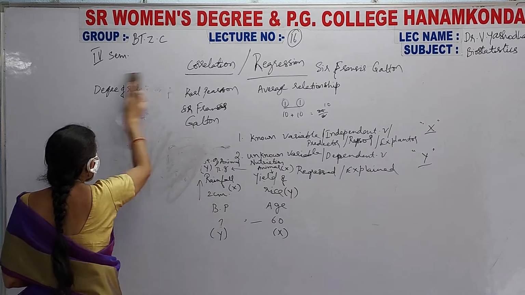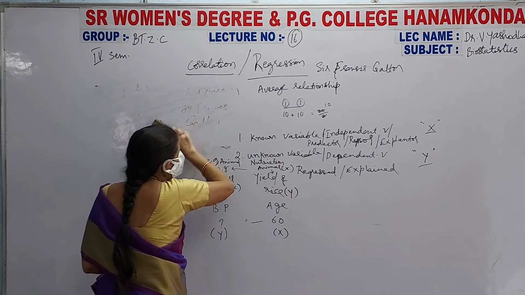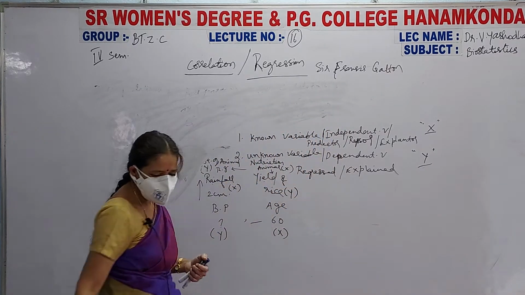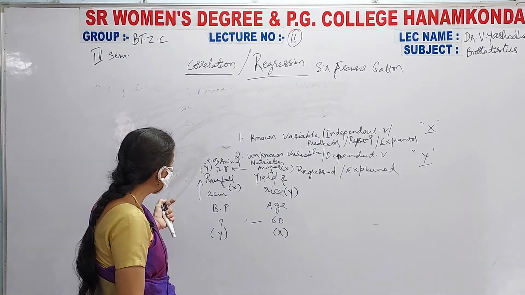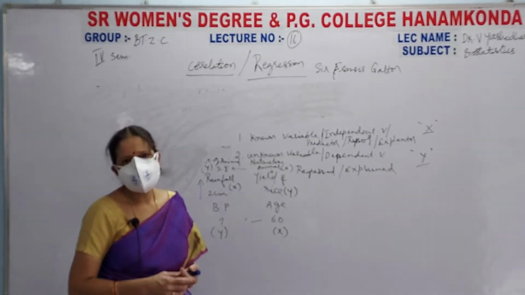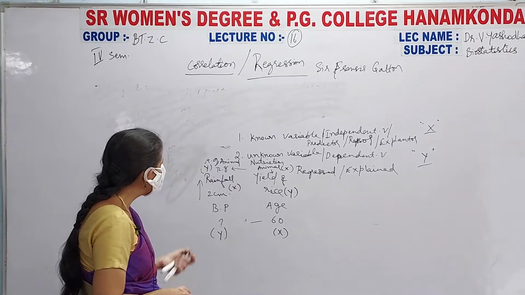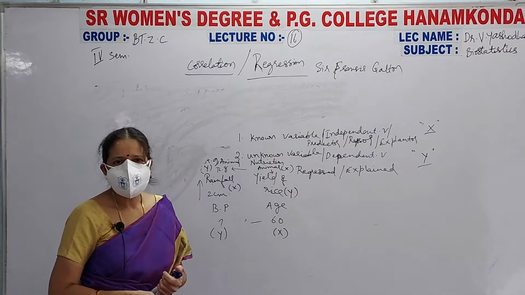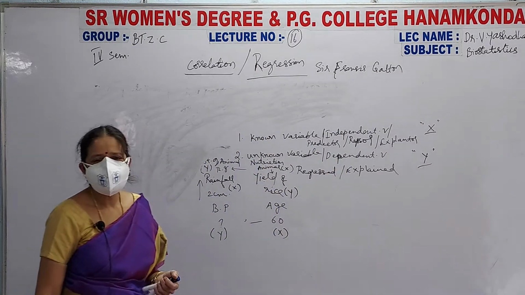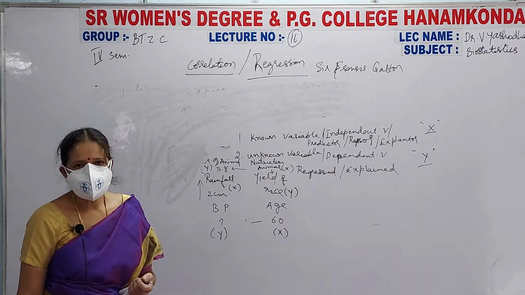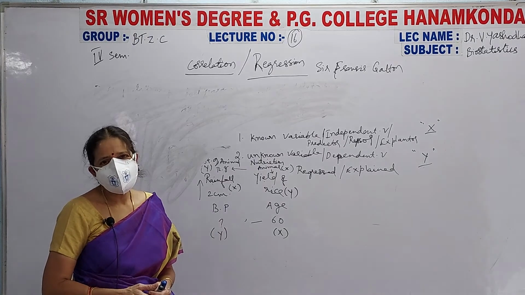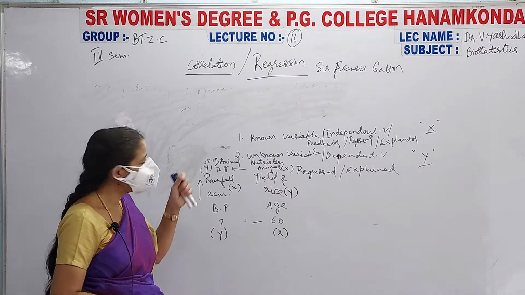Next, another point. In regression, correlation ranges from +1 to -1, but regression does not have any such range. Regression means that if one variable is known, the other variable can be identified. That means if one variable is an independent variable, then the dependent variable can be calculated. This is about your regression.